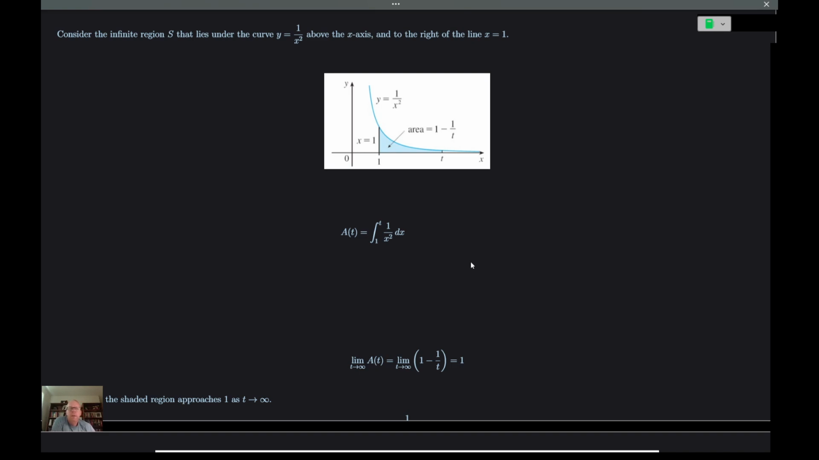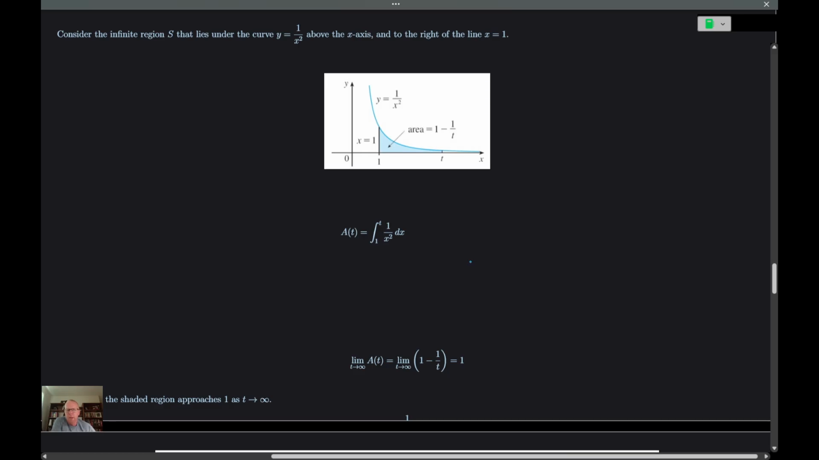Consider the infinite region S that lies under the curve y equals 1 over x squared. In this section, we are looking at what are called improper integrals. And by improper integrals, we basically mean there's some part of this graph that goes to infinity. So in this example, we're looking at 1 over x squared, and the graph in this quadrant looks like this.